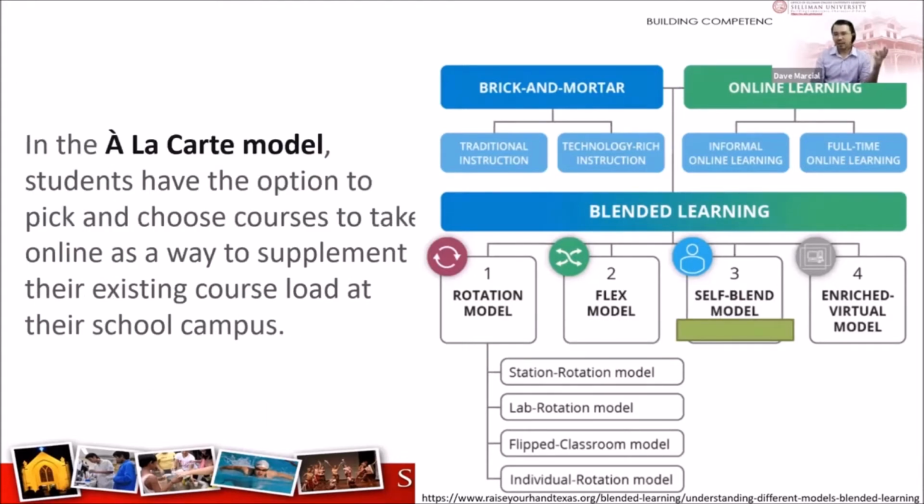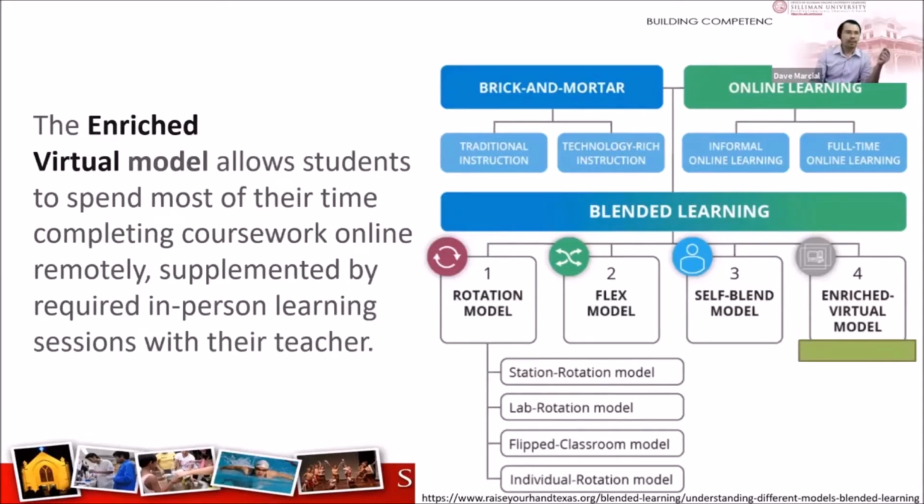While the self-blended model, or sometimes called the a la carte model, gives the student an option to pick and choose courses. And this is commonly found in the high school level. That's what the study shows, which is more effective in high school. And the enriched virtual model differs from a full-time virtual school because in this model, face-to-face is required.